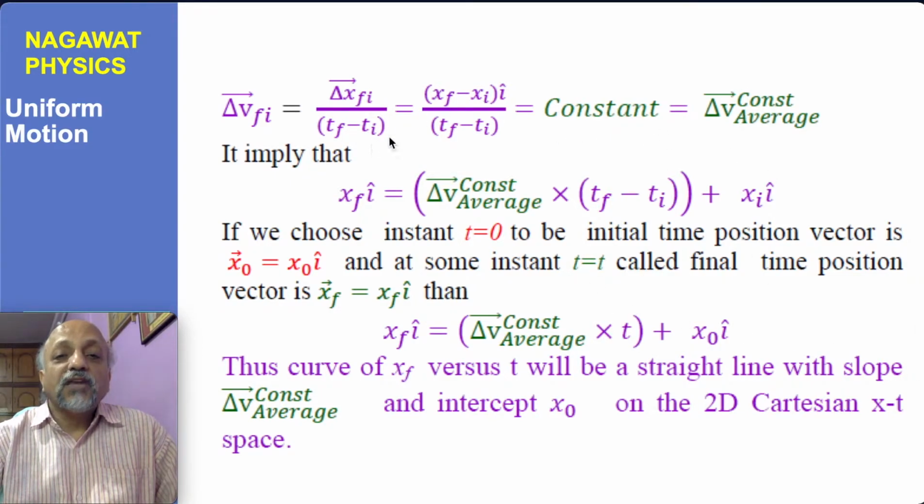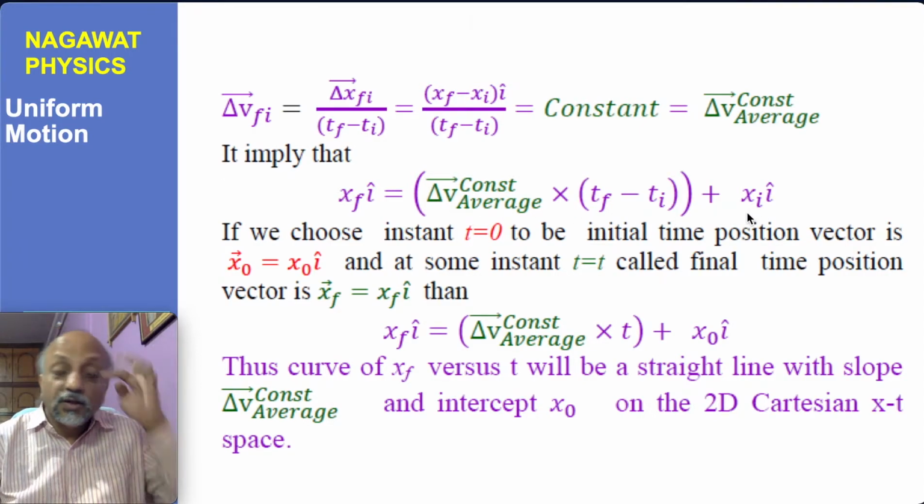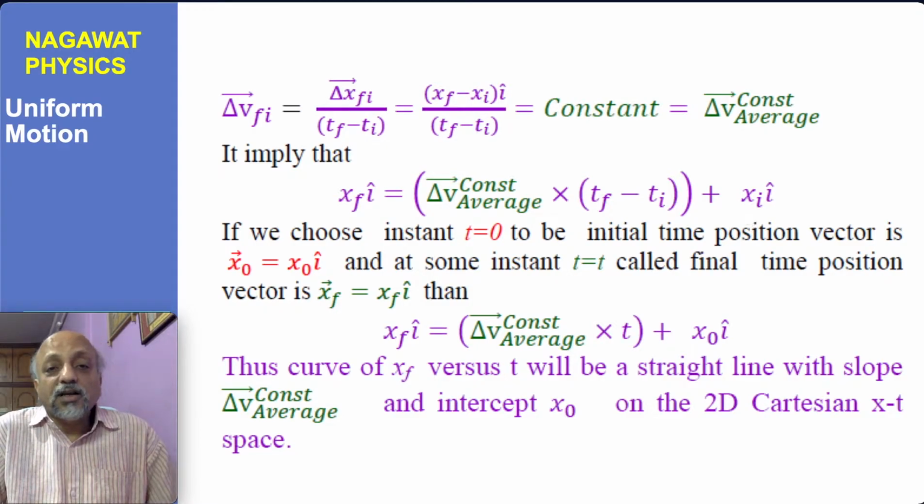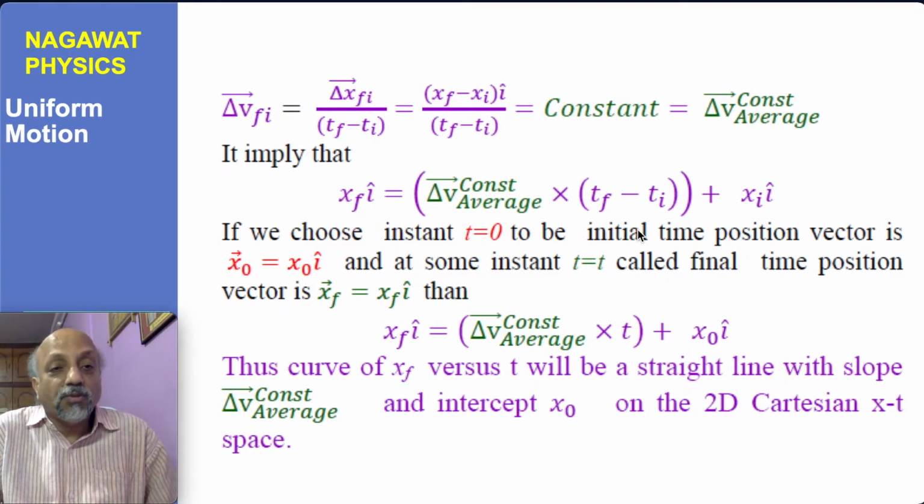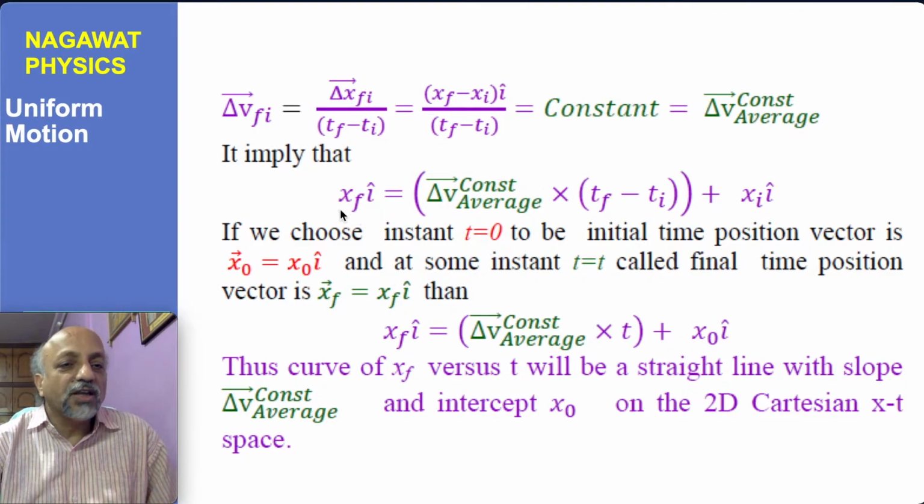So from this defining relationship, I can write that x_f, the final position, is the average velocity times the time interval plus the initial position. So the final position can be written in terms of the initial position: it differs from the initial position by a vectorial amount, which is equal to the average velocity vector times the time interval. In case of uniform motion, I am now restricting myself to uniform motion, which is given here as a title.